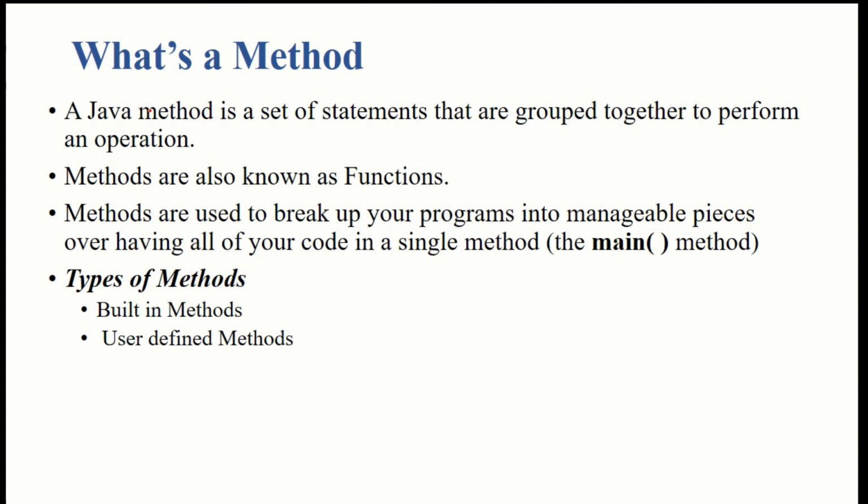A method is basically just a block of code that executes a specific task. Sometimes we call it a function, sometimes we call it a method, and so on. We have two types of methods: built-in methods and user-defined methods.